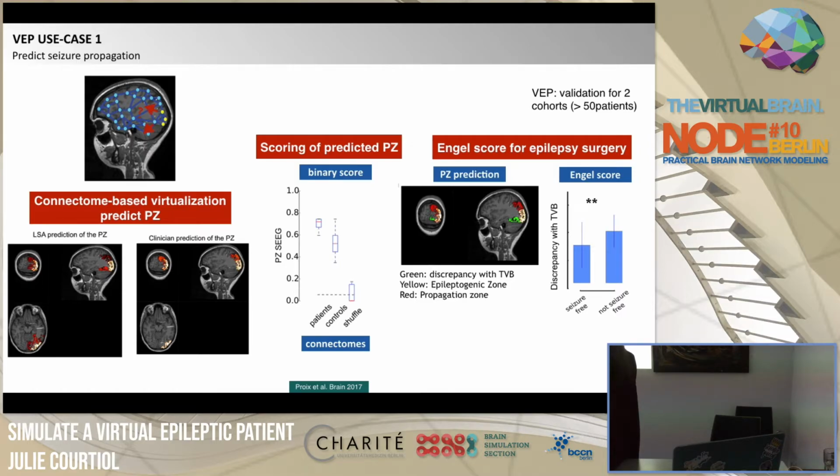Here, they compare the number of regions of discrepancy with TVB to the Engel score, so the outcome of the surgery. And we see that the more discrepancies TVB finds, the worse the Engel score.